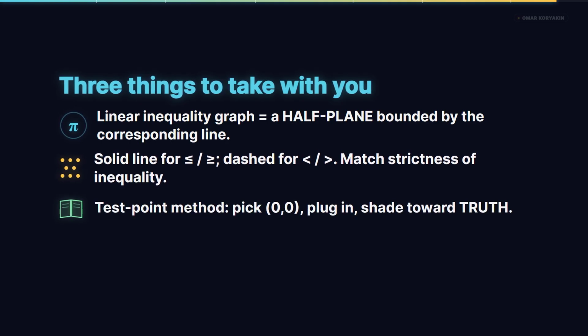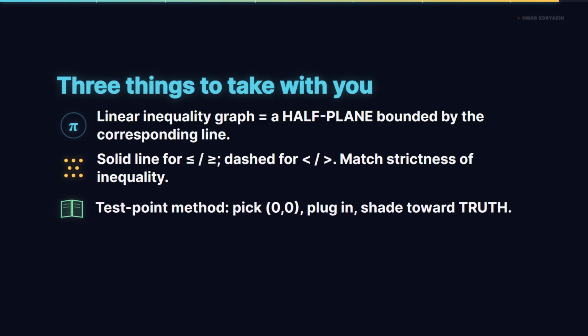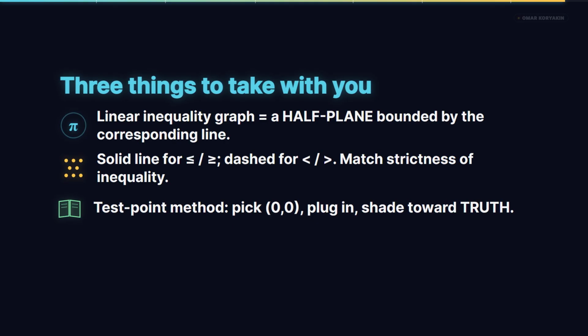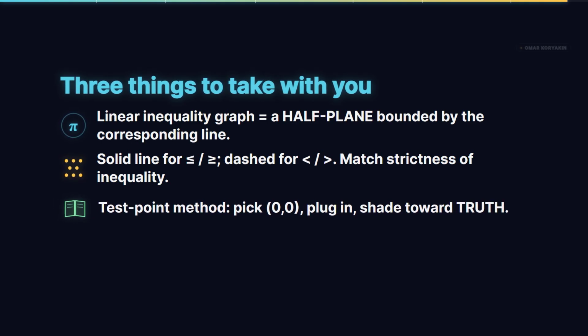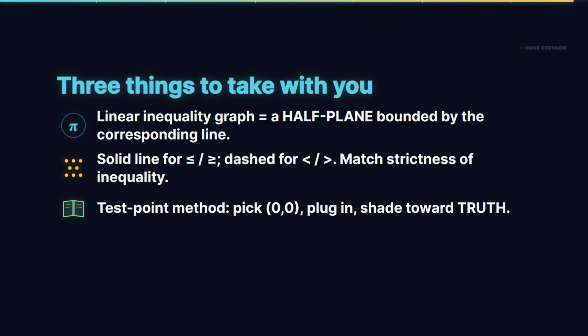Third, apply the test point method to decide which half-plane to shade. Pick a point not on the boundary line, often the origin (0, 0). Plug the test point into the original inequality and check whether the resulting numerical inequality is true. If true, shade the half-plane containing the test point. If false, shade the other half. Always do the test step explicitly rather than guessing by inspection, because the spatial intuition can fail on standard form equations or on inequalities with negative coefficients.